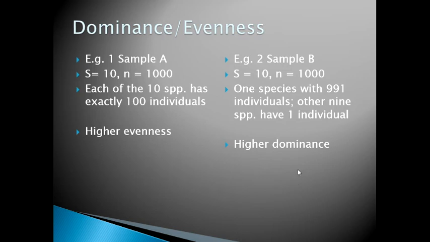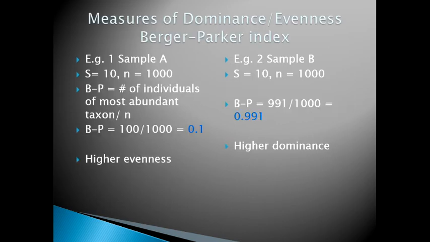Now, notice the difference here. Both of these, S equals 10. If all you were doing was comparing richness, you'd say there's no difference between these two. But clearly, when you consider the relative abundance, this sample, this community, A, is much more even than B, which has a higher dominance. Well, there is an index for this.